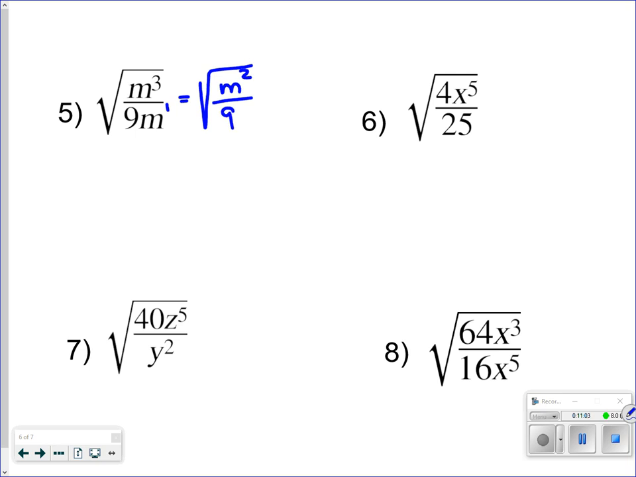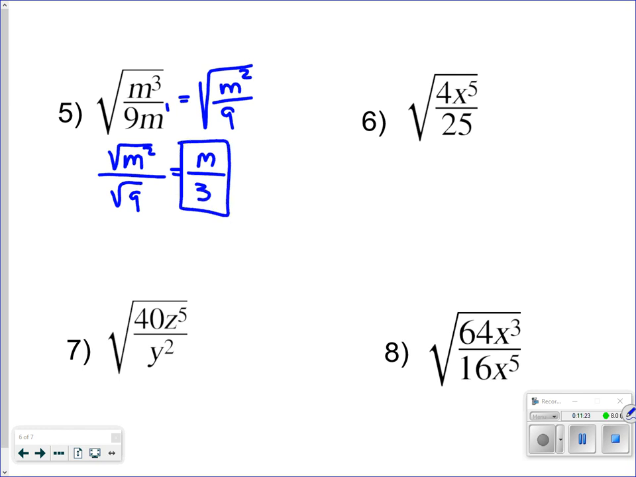Now you can do your two baby fractions. Square root of m to the second over square root of 9. Each one of those is doable. M to the second, even power. Cut it in half. M. Square root of 9 comes from 3.